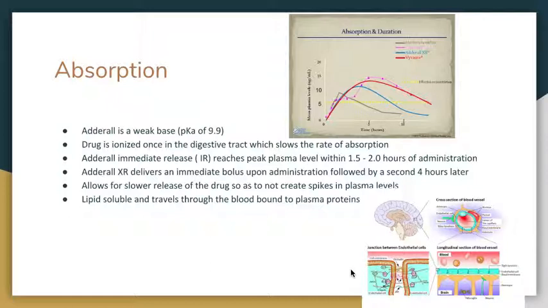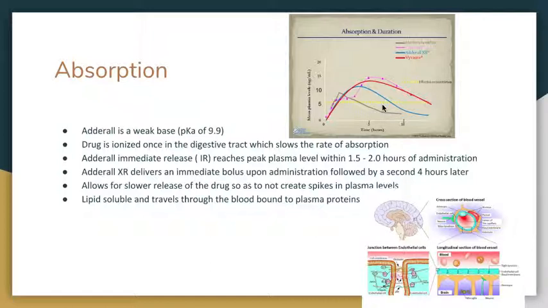The slower release of the drug allows it not to create spikes in plasma levels, so you're having a slower, constant release of the drug as opposed to spiking the drug up in the blood, having it drop down, and then doing that again. This drug's very lipid soluble as well, so it needs to travel through the blood-brain barrier. This picture down here reviews a bit of the blood-brain barrier. It's very tightly fenestrated. There are tight gap junctions, and for it to cross through, it has to be lipid soluble, which Adderall is.